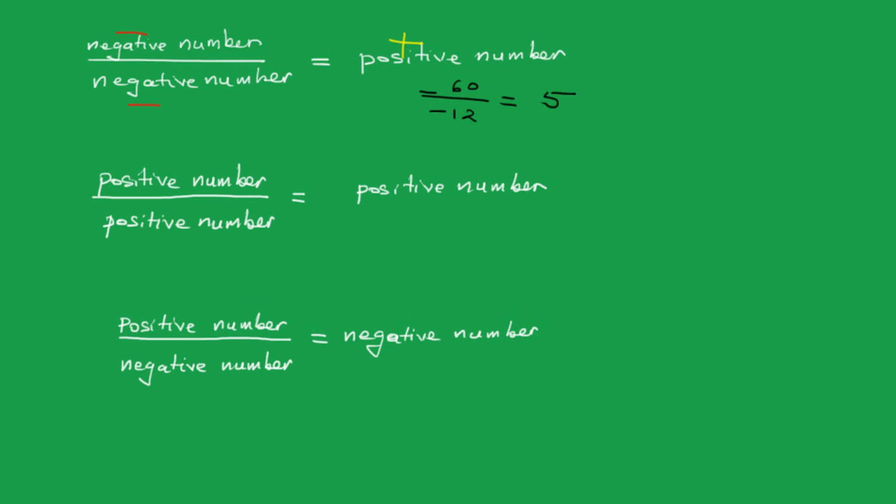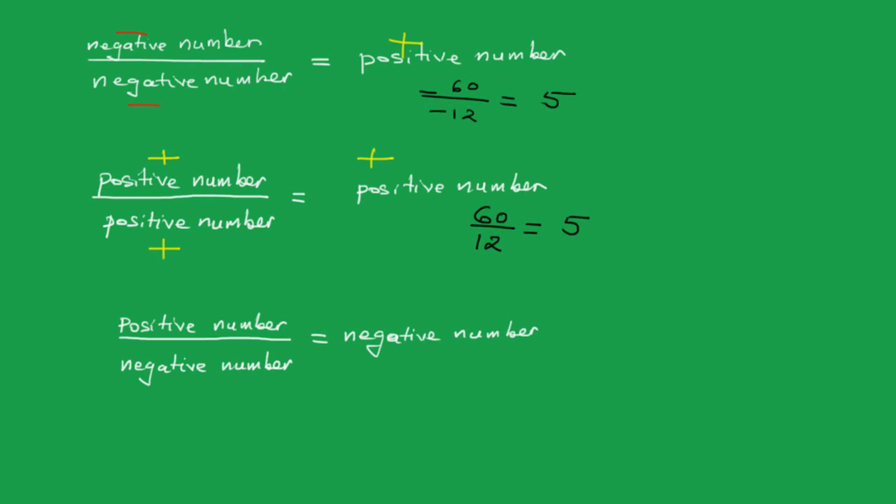And we can do the same for when we have a positive number divided by a positive number. Remember, for the multiplication, we had that positive times positive is positive. So the same goes here. Positive divided by positive is positive. As an example, if we had 60 divided by 12, the answer is positive 5.